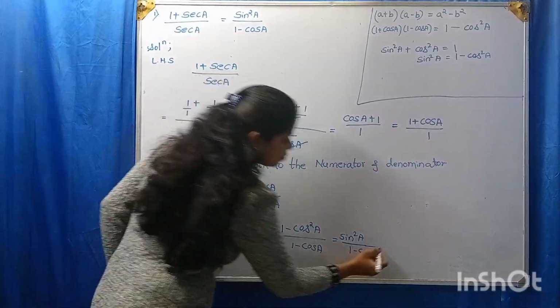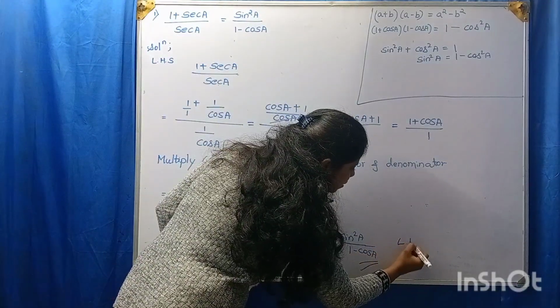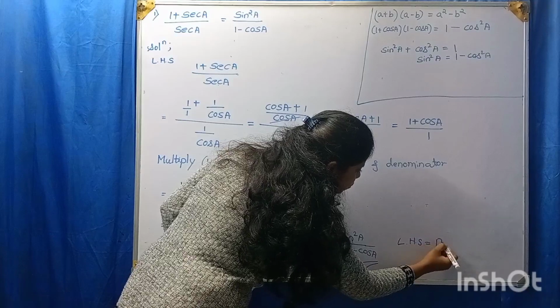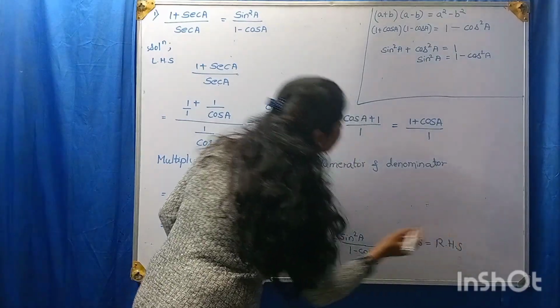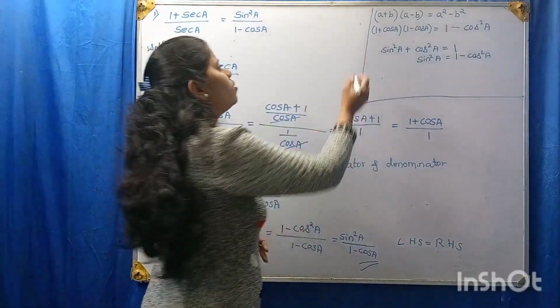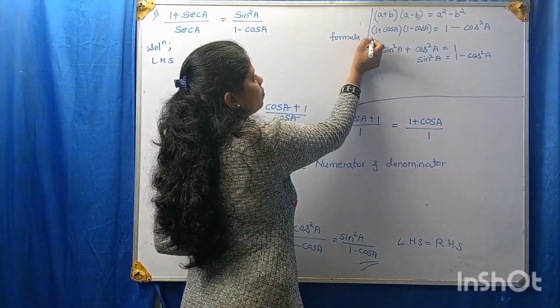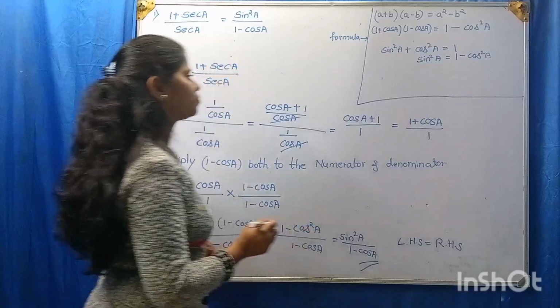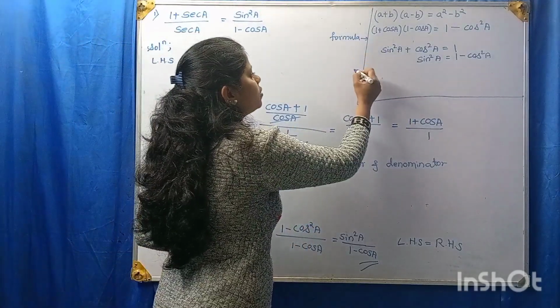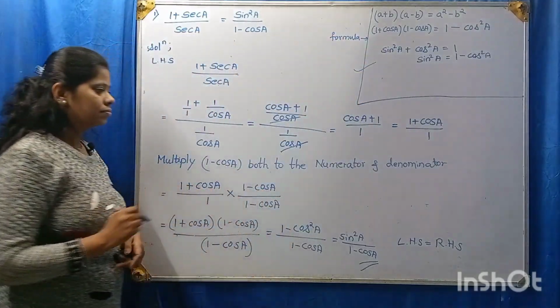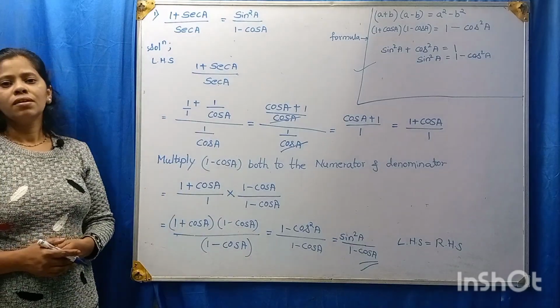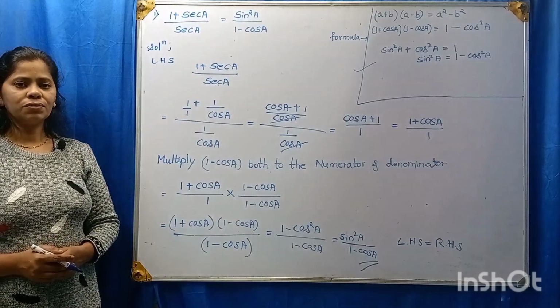Right? We proved that LHS is equal to RHS. So here, these are all formulas. Up to here is a formula. Hope you have understood. Thank you.